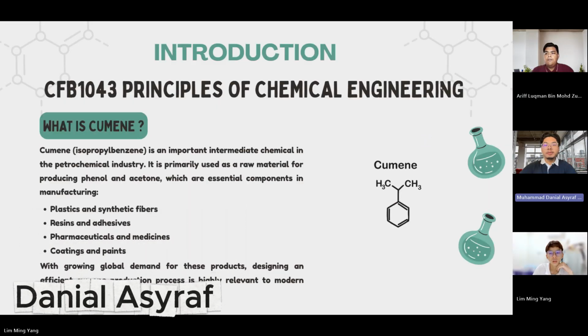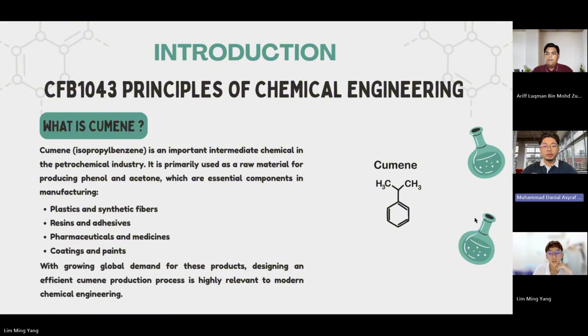Okay, good day everyone. Now I will be presenting our project on the production of cumene itself, also known as isopropyl benzene. So what is cumene? Cumene is an important intermediate chemical used in the petrochemical industry. It is mainly used to produce phenol and acetone, which are essential raw materials for many industrial products. These chemicals are widely used in the manufacturing of plastics and synthetic fibers, resin and adhesive, pharmaceuticals and medicine, as well as coatings and paints.